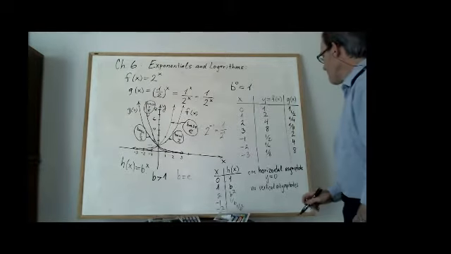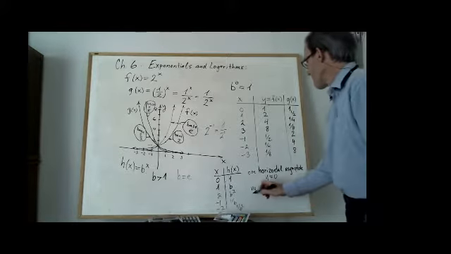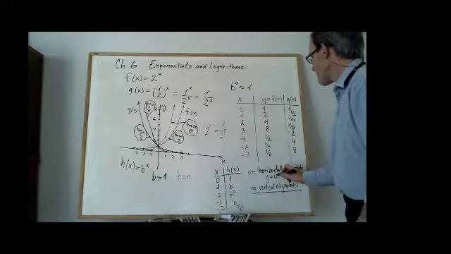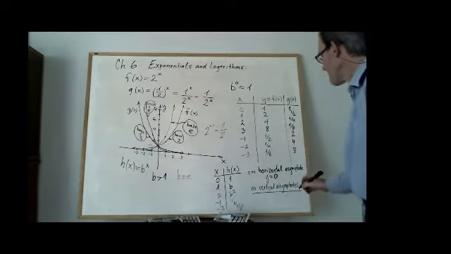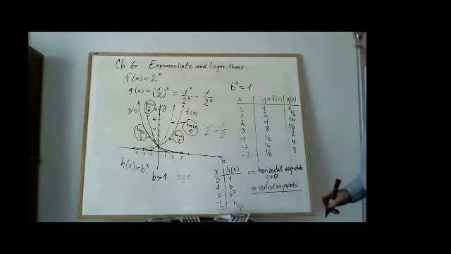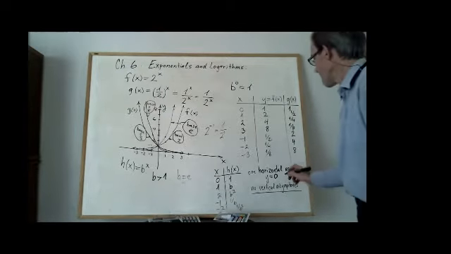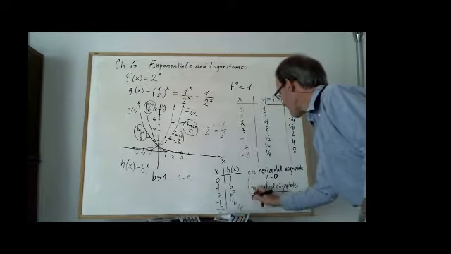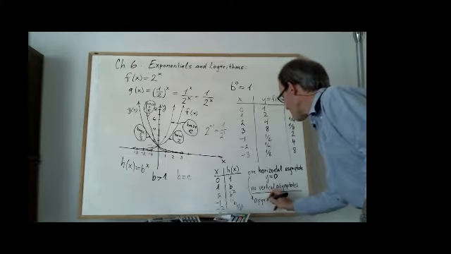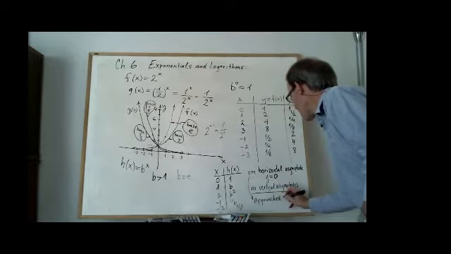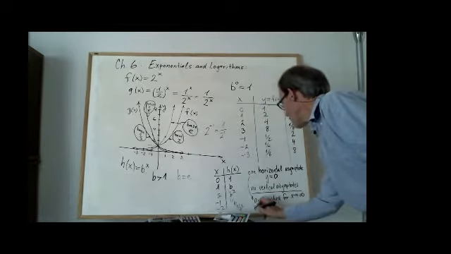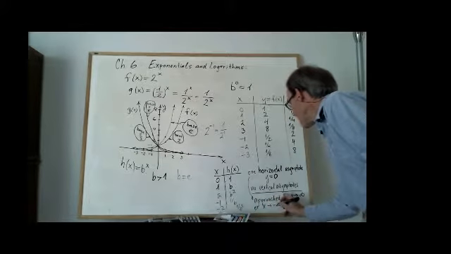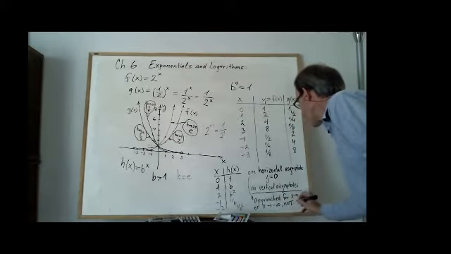So there are no vertical asymptotes here, only the one horizontal asymptote. And it's only approached in one direction: either x goes to plus infinity, or x goes to minus infinity, not both directions at the same time.